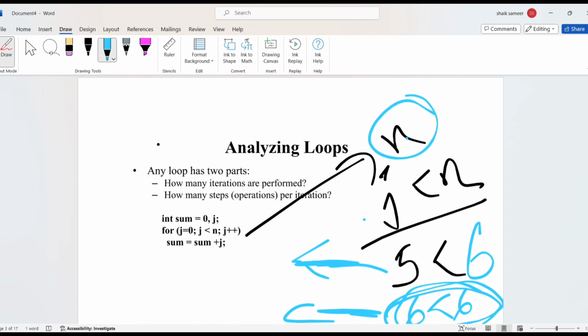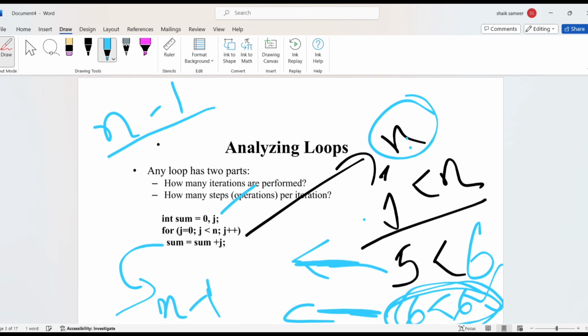So actually you may be knowing that the loop will run n minus 1 times, but it takes another extra step to check whether the statement is less than or greater than. So it checks whether it is less than 6 or not, like that. So it will run n times. The statements inside the loop will run n minus 1 times.